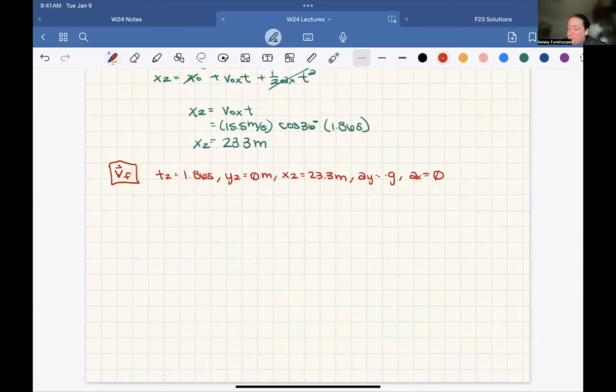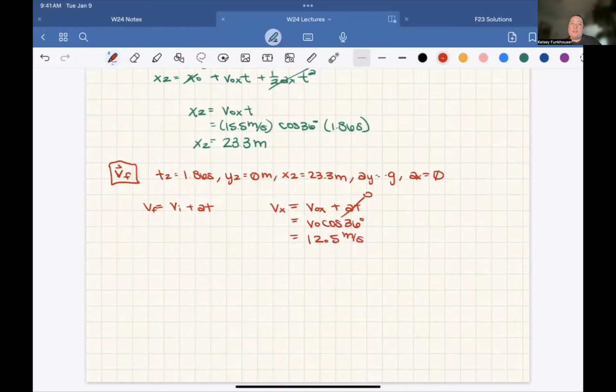Okay, so let's find, actually, let's use this equation. V final equals V initial plus a t. And for x, we know this already, but I'm going to show it again. V naught x plus a t, but that's 0. So this is just still V naught cosine of 36 degrees, which is 12.5 meters per second.